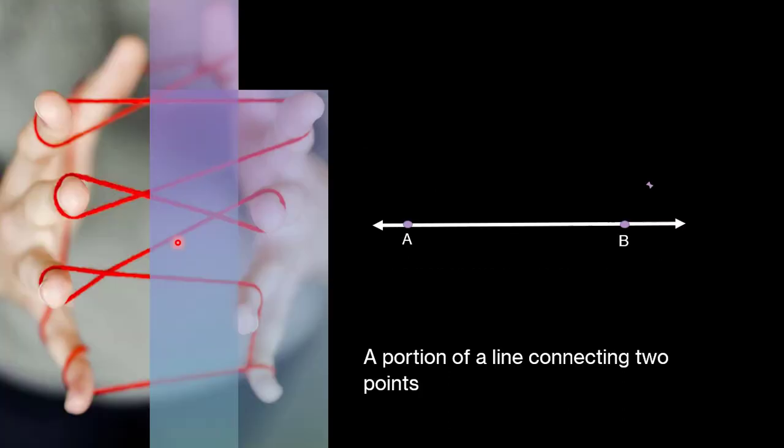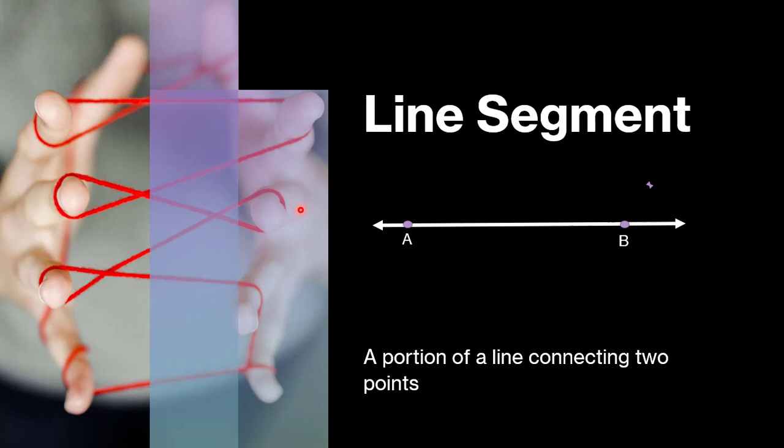So now we'll be dealing with a line segment, which is a portion of a line connecting 2 points. Now A and B are 2 points which are being connected. So AB is a line segment of a whole line. So that's how we proceed for practical purposes.